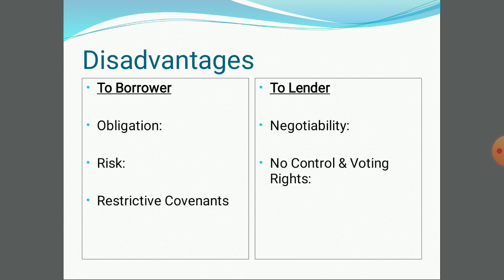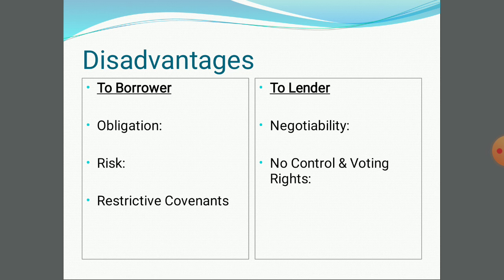Disadvantages to the borrower. First is obligation. As I told you, it is mandatory to pay the installment and the interest to the lender every year, whatever the company's financial position may be. Next, it increases the risk of liquidation, because if the company is not able to pay the installment or fails to pay the interest, the lenders can sell the assets and recover their amount from the organization. So that increases the financial risk of the organization. And generally the lender puts restrictive covenants, which I already explained, conditions in front of the borrower, which limit the working of the organization.